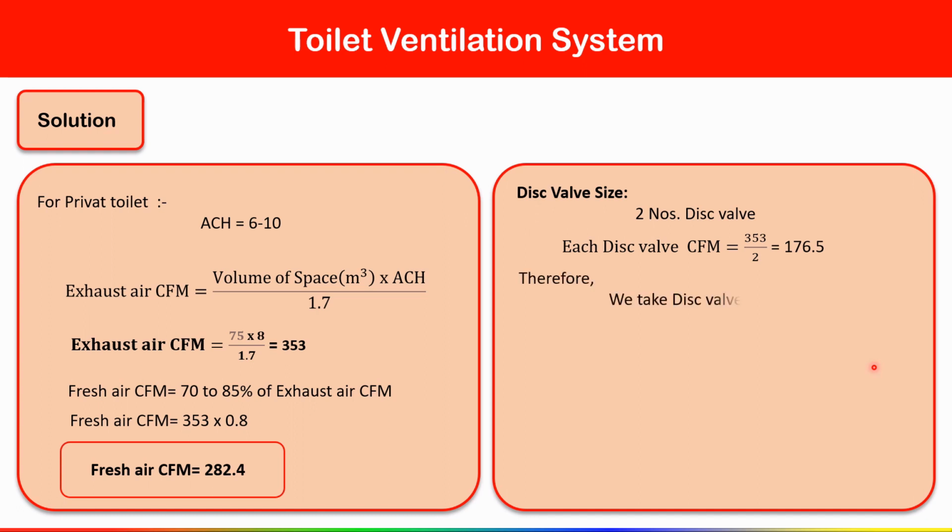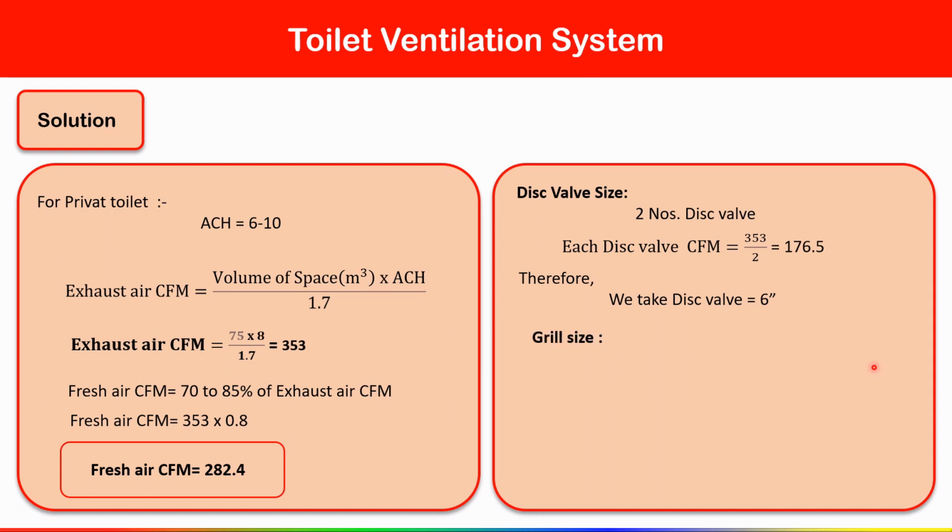Suppose here I have selected a 6-inch disc valve. We take a 6-inch disc valve. If I am using a 6-inch disc valve, how many disc valves do we need? One, because with a 6-inch disc valve we can exhaust up to 180 CFM maximum. So one disc valve you can select; I have selected a 6-inch disc valve.